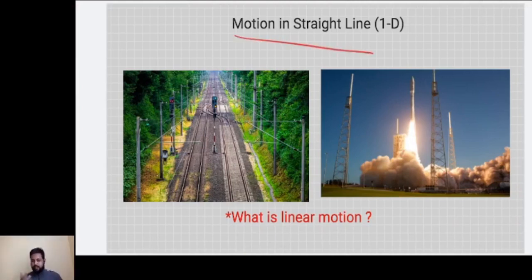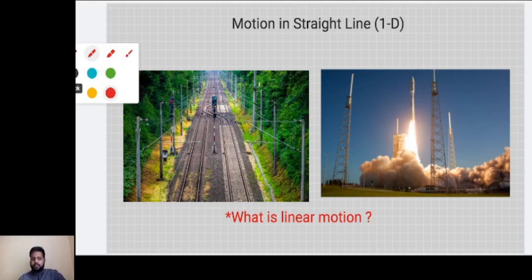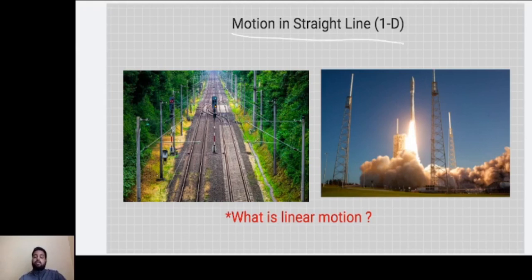So there are 2 to 3 types of motion we would be seeing in your NCERT books. You can see in your school textbooks that there are 3 to 4 types of motion. So the first basic form of motion is motion in a straight line, as you can see over here. That's also called 1D. I'll just come to what 1D means and what motion in a straight line is. So you can see 2 figures over here, okay guys.